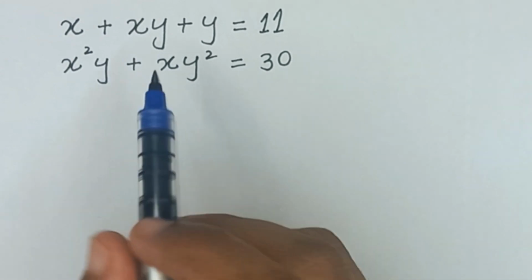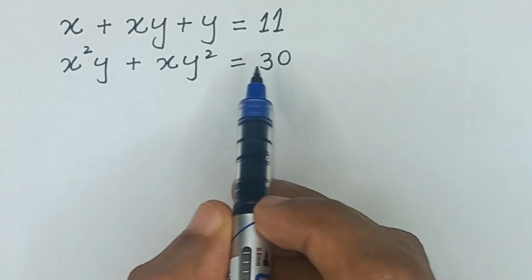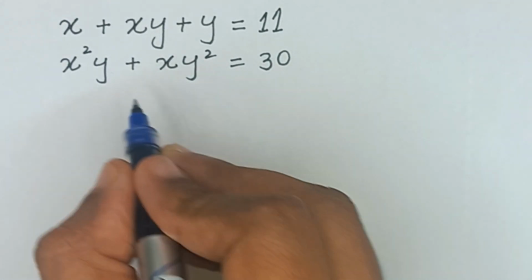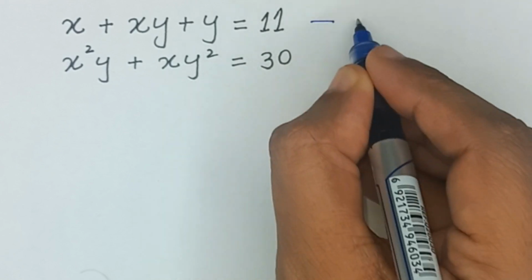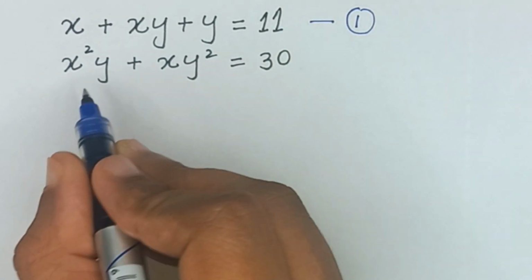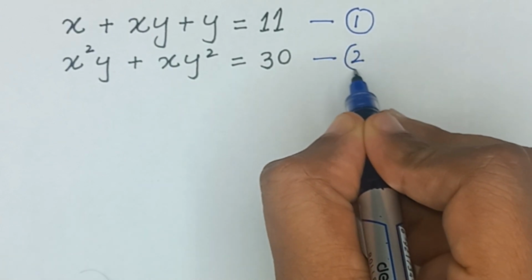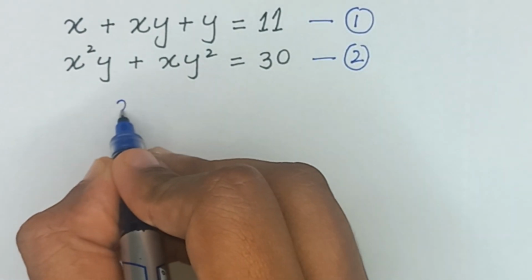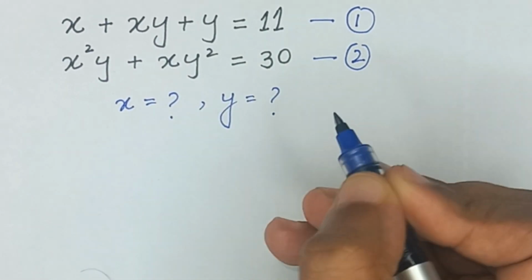Today we will find the values of the unknown variables x and y to solve the pair of equations. Here we have the first equation, which is x plus xy plus y is equal to 11. We will name it equation number 1. The second is x square y plus xy square is equal to 30. We will name it equation number 2. And we have to find the values of x and y.